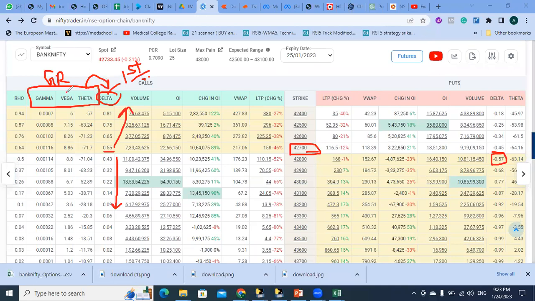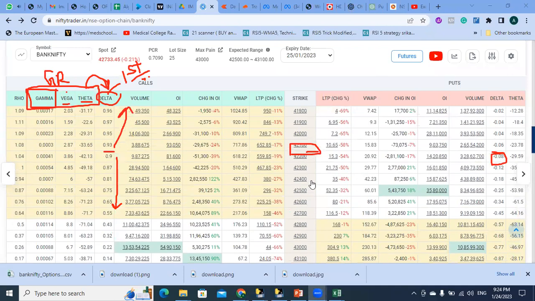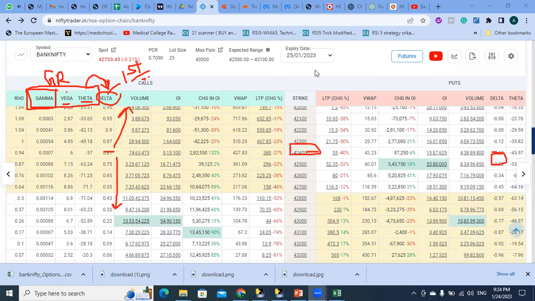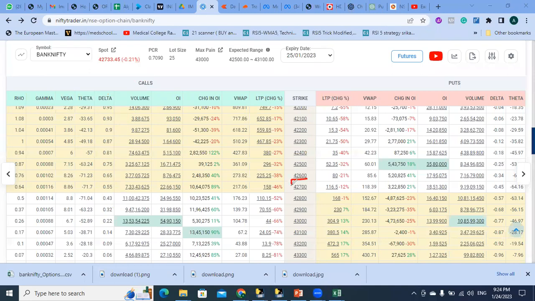Like we saw, what is gamma? Gamma is rate of change of delta. So gamma is ultimately dependent on delta. Similarly, even vega and theta are dependent on delta. How? Let me show you. If you see this, this is 42,700. 42,700. Now let us have a look.